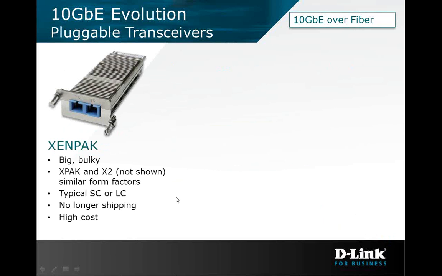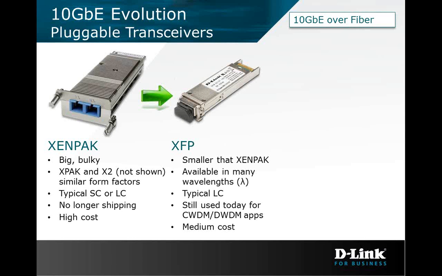So as I mentioned, these optical transceivers went through an evolution over the last 10 years. When 10 gig over fiber first came out, it was quite common to see these big bulky Xenpaks. There were XPAKs and X2s as well. I see SC connectors on the front of this guy. They're big, they're bulky, they're pretty high cost, not very thermally efficient, and not really a lot of Xenpaks shipping today. The industry migrated over to XFPs.